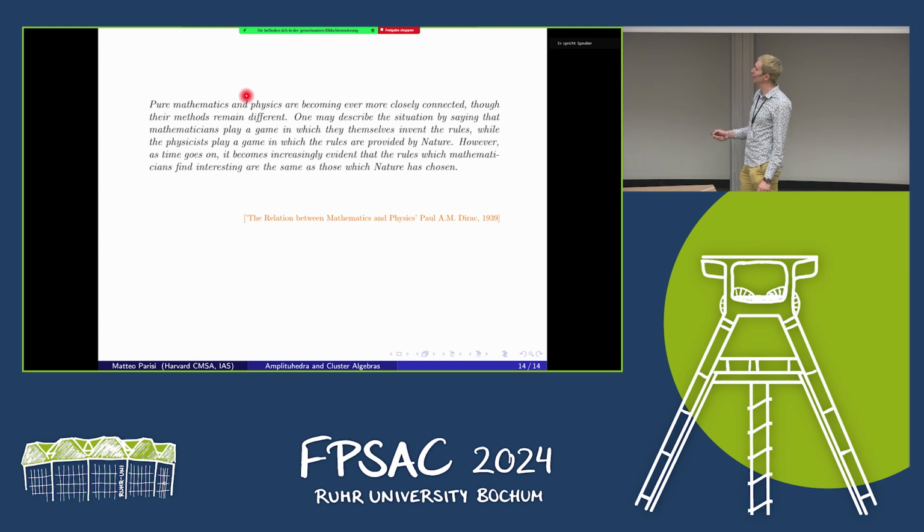Pure mathematics and physics are becoming ever more closely connected, though their methods remain different. One may describe the situation by saying that mathematicians play a game in which they themselves invent the rules, while the physicists play a game in which the rules are provided by nature. However, as time goes on, it becomes increasingly evident that the rules which mathematicians find interesting are the same as those which nature has chosen. This was said by Paul Dirac in '39, but I found it quite inspiring for today.